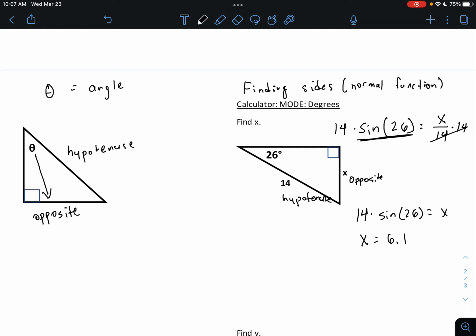Now, I don't want to make this video too long, so I'm going to split this up. We're going to talk about cosine and tangent in the next video. Now that we kind of know how these things work, those should go a little bit quicker.